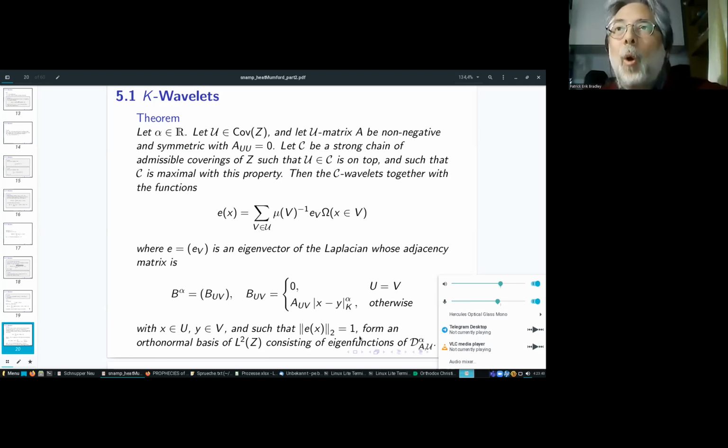form an orthonormal basis of L2 of Z, consisting entirely of eigenfunctions of this operator. So the operator is diagonalized by two kinds of functions, namely by those wavelets and by functions coming from eigenfunctions of this matrix.